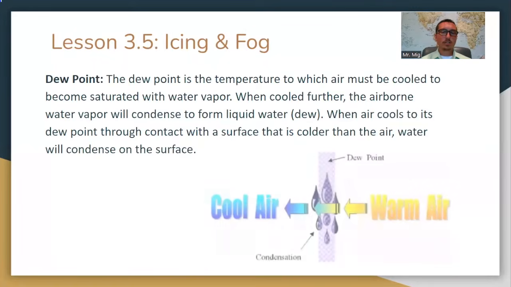Okay, icing and fog. Dew point is a cool thing to learn about. Until I started learning about this stuff, I didn't know a whole lot about it. So the dew point is the temperature to which air must be cooled to become saturated with water vapor. When cooled further, the airborne water vapor will condense to form liquid water dew. When air cools to its dew point through contact with a surface that is colder than the air, water will condense on the surface. Okay, so let's break this down.